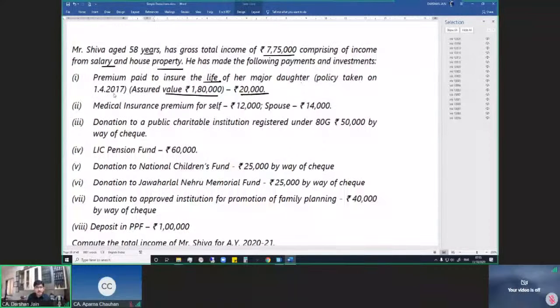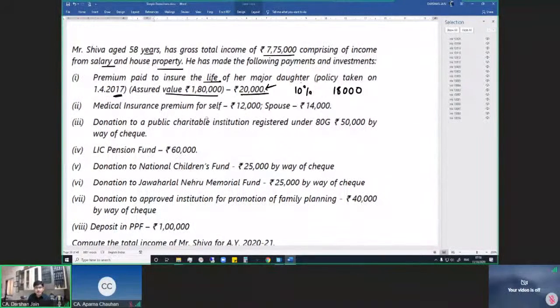Now the policy was taken after 1/4/2012, and therefore the maximum premium that he could have paid is 10%. What is eligible for deduction is only 10% of the assured value. So even though he has paid 20,000, yet what is available is 18,000. Had the daughter been disabled or suffering with any other diseases, in that case this 10% is increased to 15%. However, nothing of that sort is given. So what we do is we claim only 18,000 rupees out of the 20,000 rupees.